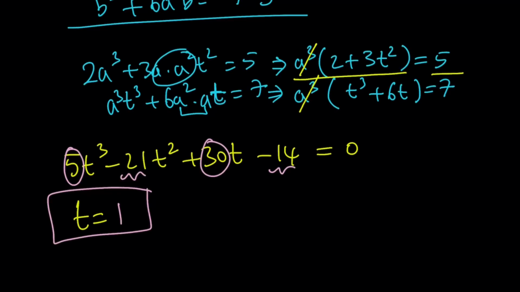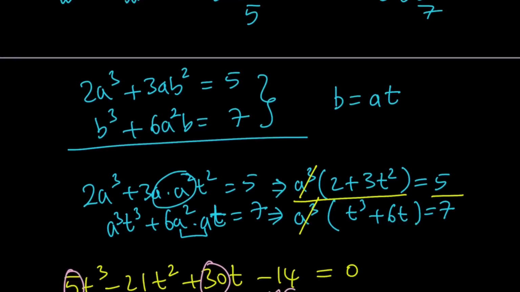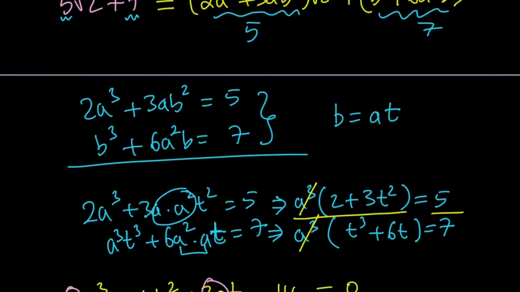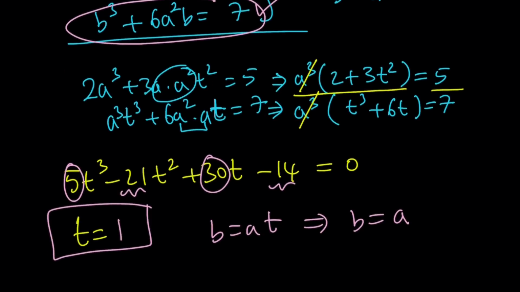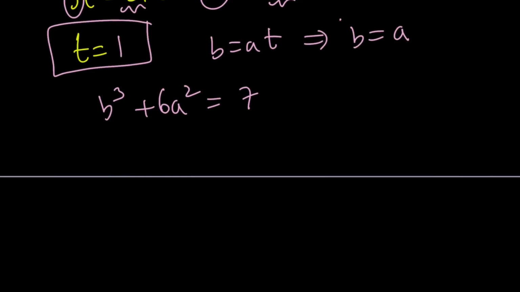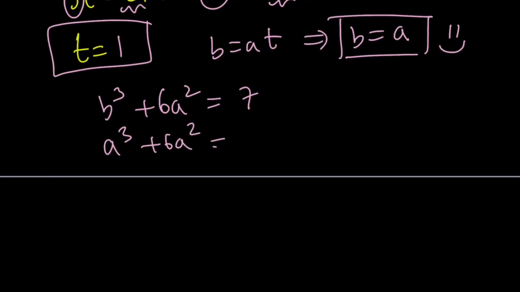Which is nice. And we said that b equals at, but t is 1, so this means b is equal to a. Awesome. That means we can just replace b with a in one of these equations. Doesn't matter which one. I kind of like the second one better, it has fewer coefficients. At least b cubed comes with 1. So let me copy the second equation from my homogeneous system, and now I'm going to replace b with a. All right, let's do it. a cubed plus 6a squared equals 7.